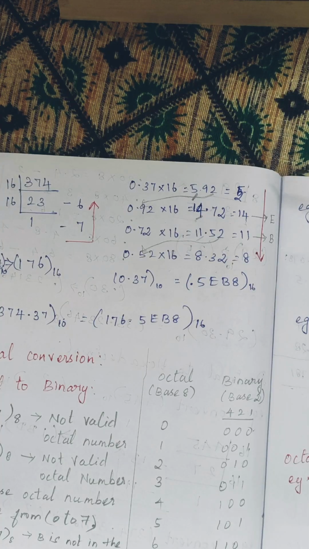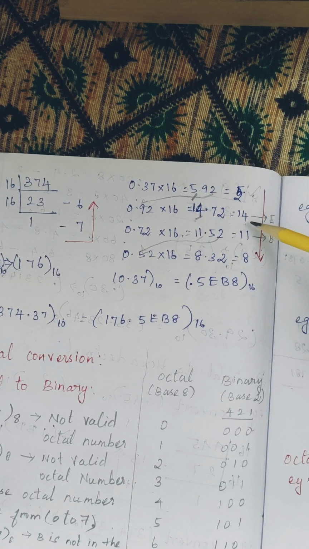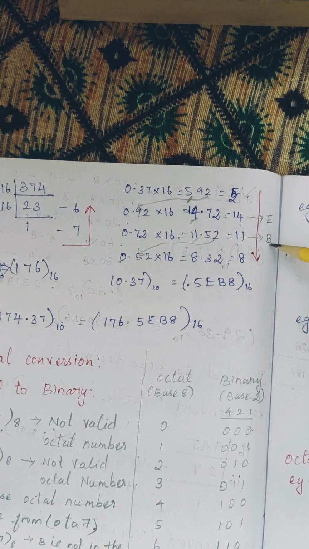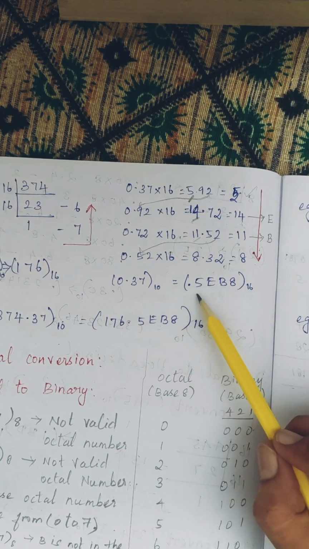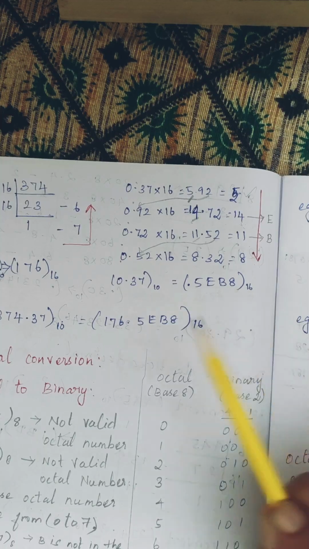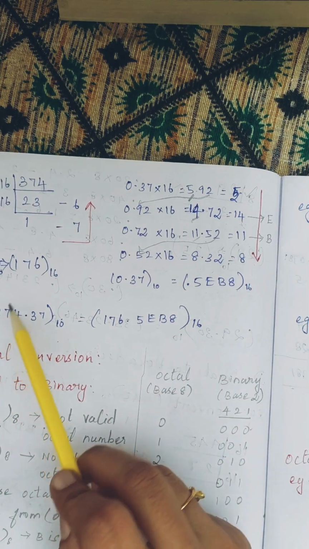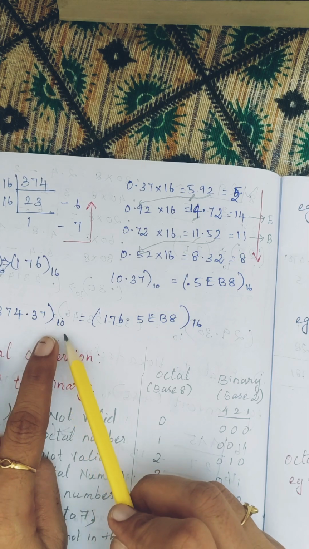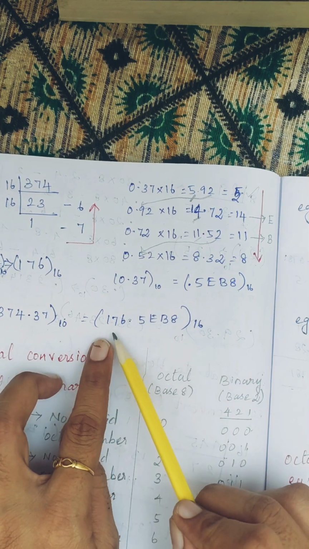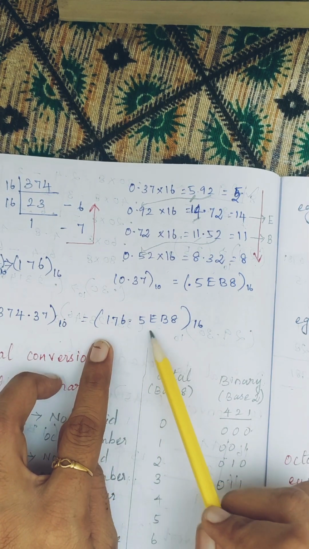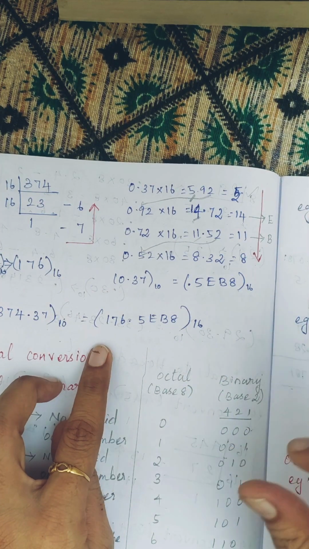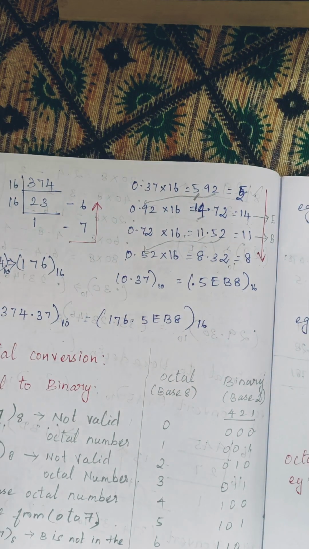Okay. So again we have to take from top to bottom. So 5. Instead of 14, we know for the hexadecimal it is E, for 11 it is B, and it is 8. So 0.5EB8. So by combining these two things, 374.37 in decimal is converted into 176.5EB8 in hexadecimal. Okay, this is a decimal to other number conversion.